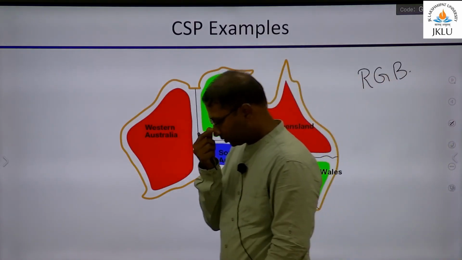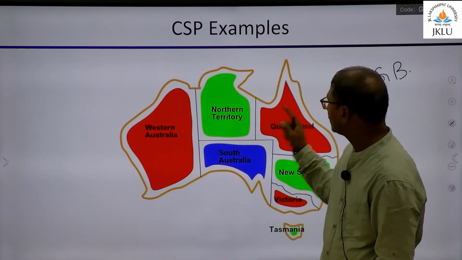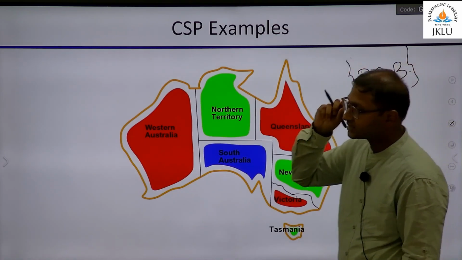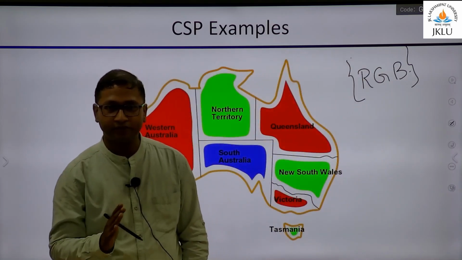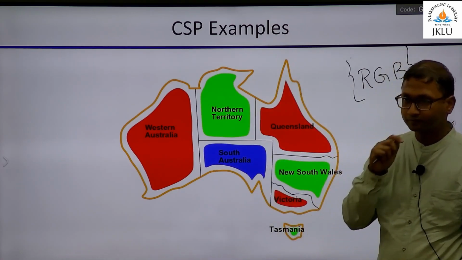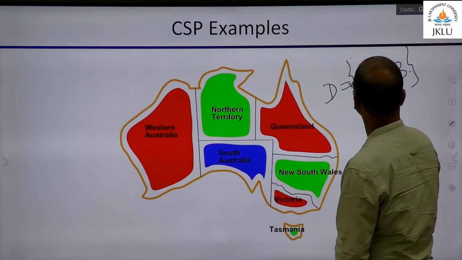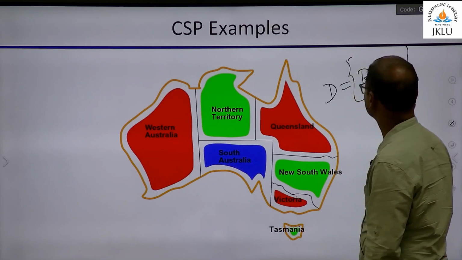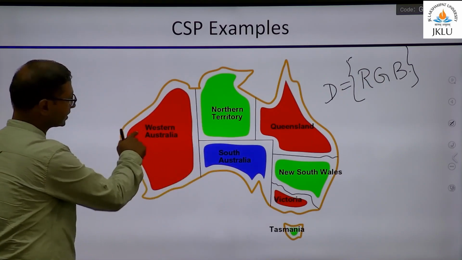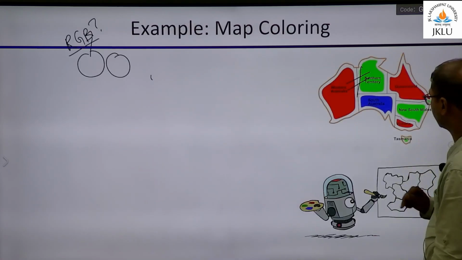this example. The problem given is you are given a map of Australia and you are also given. So what are variables in this case? What are variables in this case? RGB is your domain. So what are variables in this case? These states, right? Western Australia, that's how we are assigning them, or at least that's how they are assigning them.